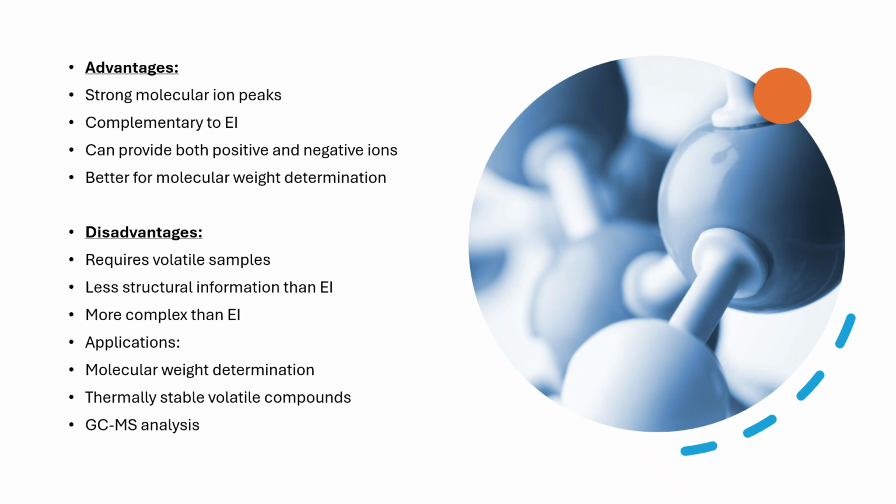Like electron ionization, chemical ionization requires volatile samples. So it's mainly used with GCMS. It's particularly useful when you need reliable molecular weight information for thermally stable volatile compounds.